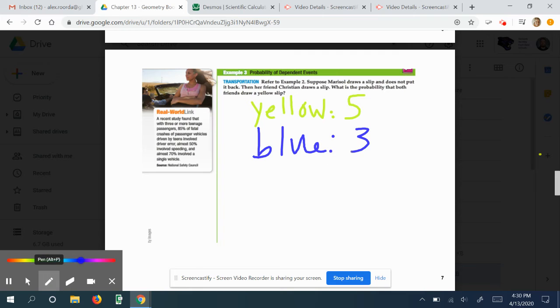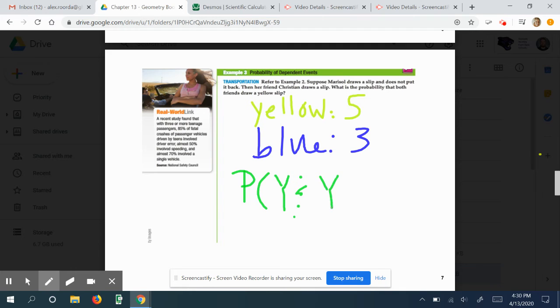So it says, suppose Marisol draws a slip and does not put it back. Then her friend Christian draws a slip. What is the probability that both friends draw a yellow? All right, so we're looking at the probability of yellow and yellow again, right? But now this time they're dependent.